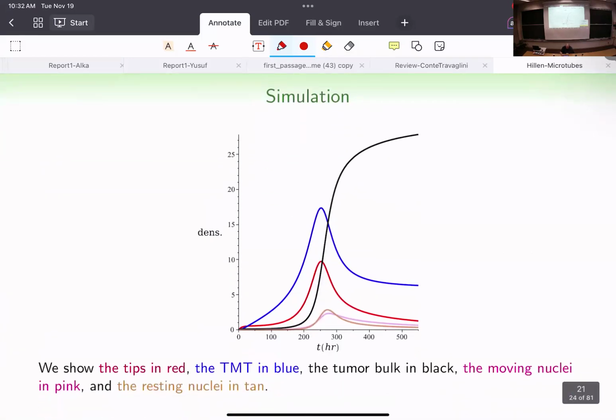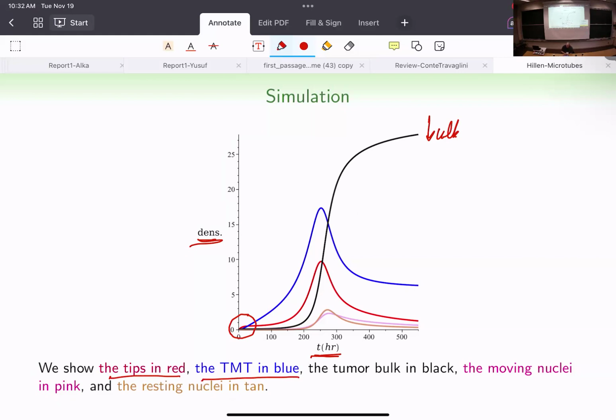Let's look at a simulation. Simulation is here. So time in hours on this scale, and the density of the 5 compartments are here. And what do we see? Well, let's look at the black one first. The black is the tumor bulk. And this grows very quickly in this simulation. But you see the growth is initiated by the red and blue at the beginning. The red are the tips, and the blue are the tumor microtubes.